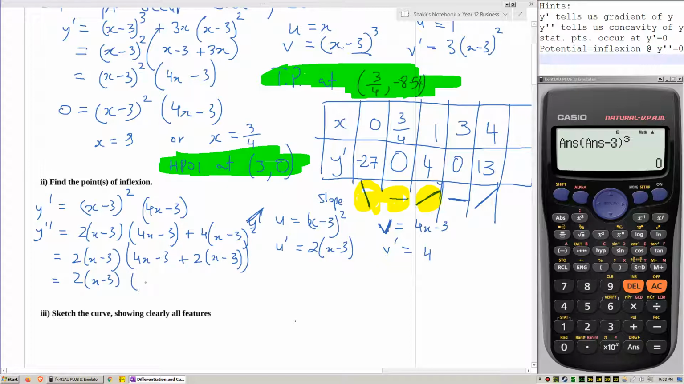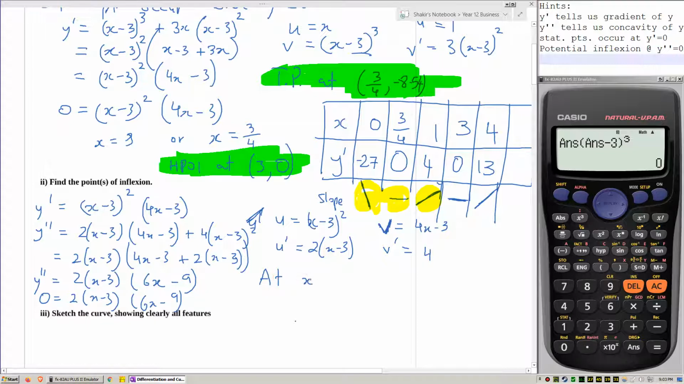4x plus 2x is 6x. Negative 3. 2 times negative 3 is negative 6. Negative 3 and negative 6 is going to be negative 9. Okay, so that's y double dash. Y double dash. For a point of inflection, y double dash has to equal to 0. And so where will it equal to 0? Well, at x equal to 3.